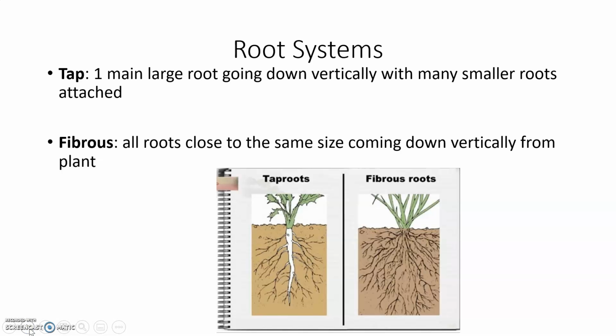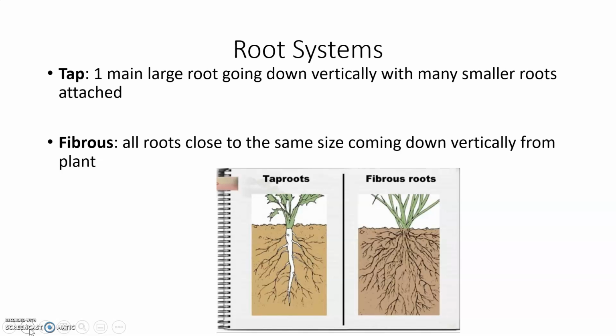Root systems. There are two main root systems for plants, tap and fibrous. As you can see here in the picture, the main difference in these two systems is in how they look. A taproot system has one main root going down vertically with many smaller roots attached. A fibrous root system has all the roots close to the same size, coming down vertically from the plant. The taproot system typically goes deeper into the ground than a fibrous.